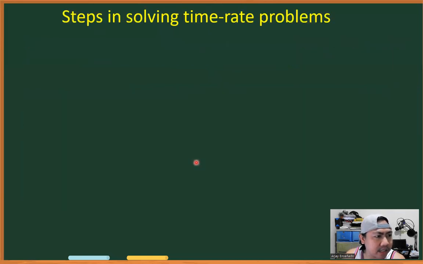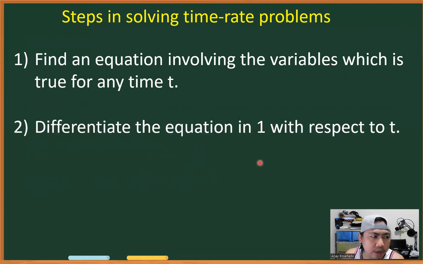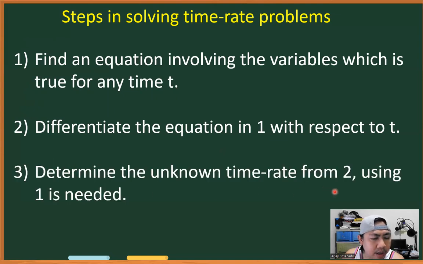Okay, so here are the steps in solving time rate problems. So first, find an equation involving the variables which is true for any time t. But before we find the equation, actually the first step is draw the figure. So draw the figure first, and then after drawing the figure, find an equation involving the variables which is true for any time t. Okay, so number 2, differentiate the equation in 1 with respect to t. Then last, determine the unknown time rate from 2 using 1 if needed. Mali yung type ko, if needed.